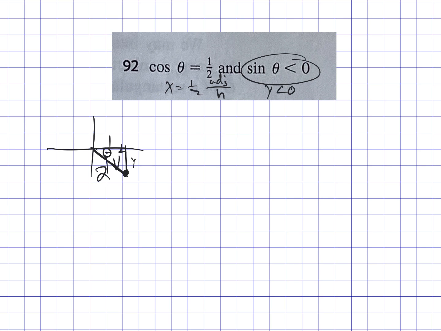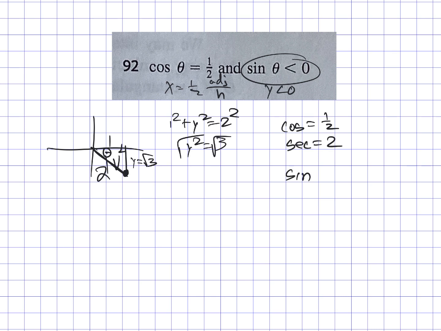So what do we get for y? All right, so 1 squared plus y squared equals 2 squared. Y squared equals 4 minus 1, which is 3. So y is the square root of 3. And here we go. Cosine, we'll just go ahead and keep it this way, is 1/2. So that means the secant is the reciprocal.